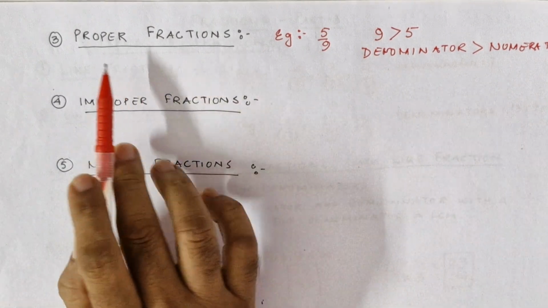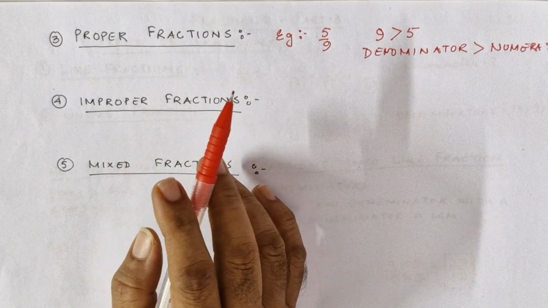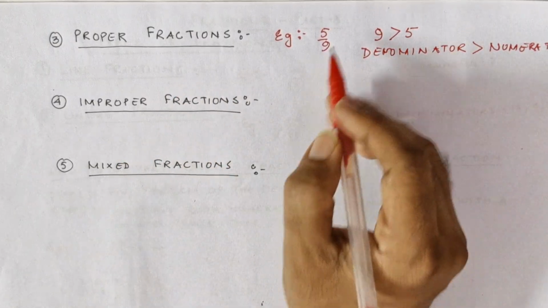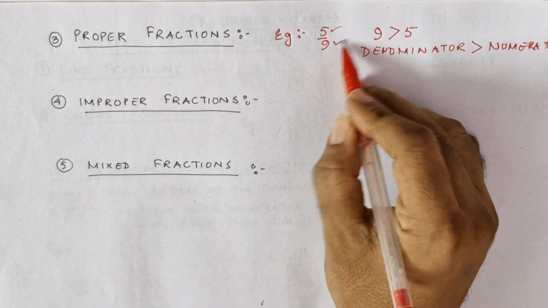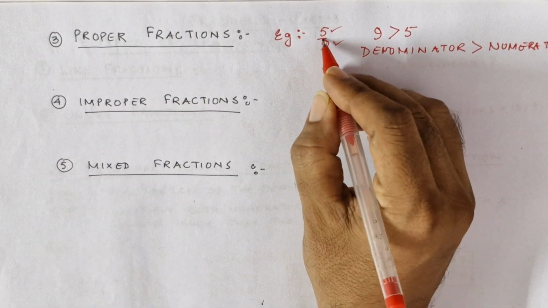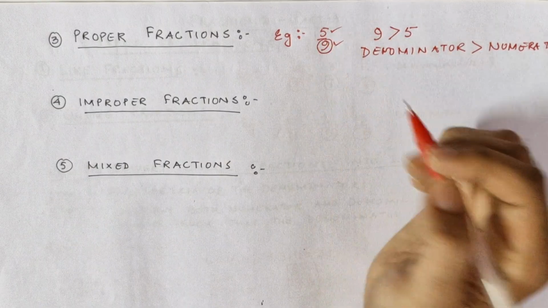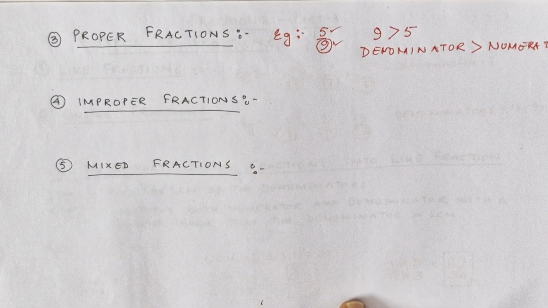See, so what is the definition of a proper fraction? Proper fractions are those fractions whose numerator is smaller than the denominator. So obviously the denominator has to be greater than the numerator. So see, the denominator is larger than the numerator. Such type of fractions is known as proper fractions.